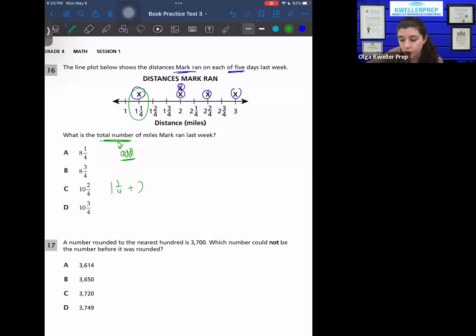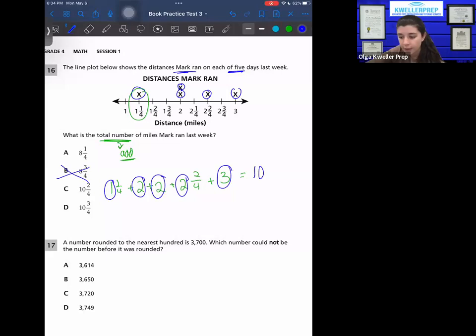plus 2 plus 2, right? Be careful. Don't forget to count 2 twice because it seems like for 2 days he ran that same number. And then the next x is at 2 2/4. And then the last x is at 3. So who's going to add this up for me? How do I add up mixed numbers? Yeah, so let's add up all the constants first, all the whole numbers. So 1 plus 2 gives me 3, plus 2 gives me 5, plus 2 gives me 7, plus 3 gives me 10. So we have 10.